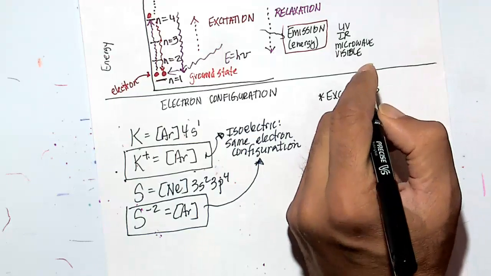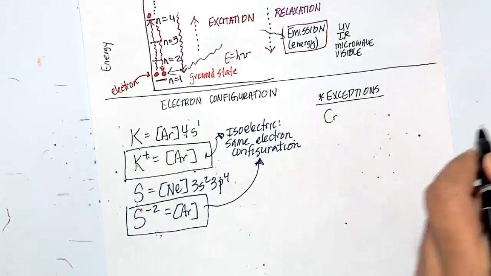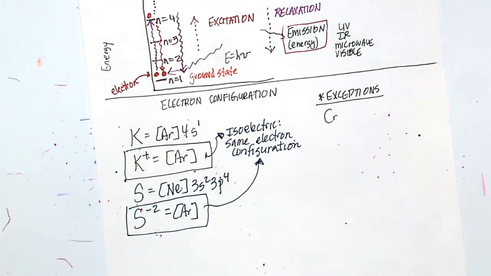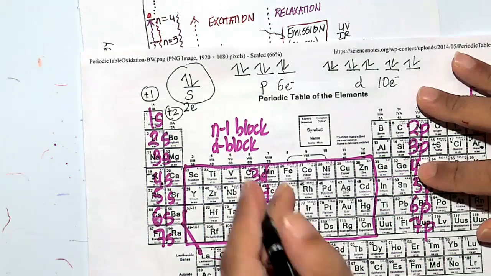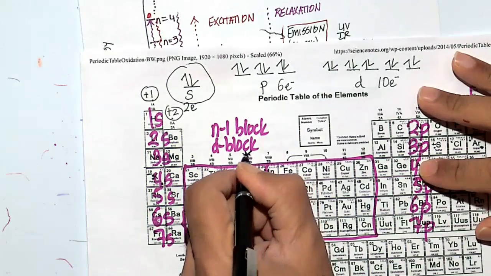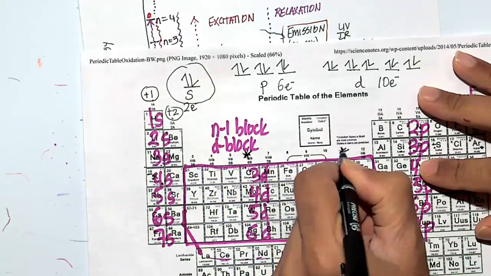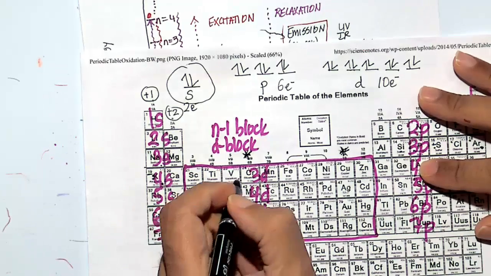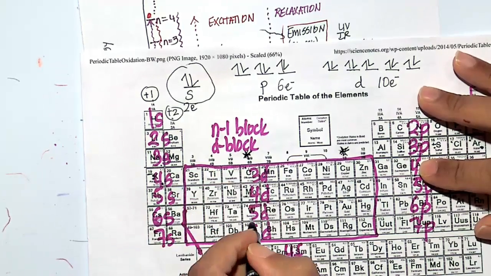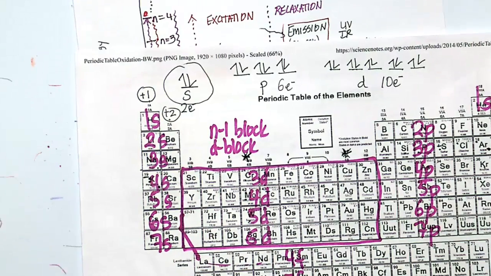Everything is fine and dandy until you reach chromium. And everything is fine and dandy until you reach copper, silver, and gold. Everything is fine until you reach chromium, molybdenum, and tungsten. So what happens there? Let's look at chromium.